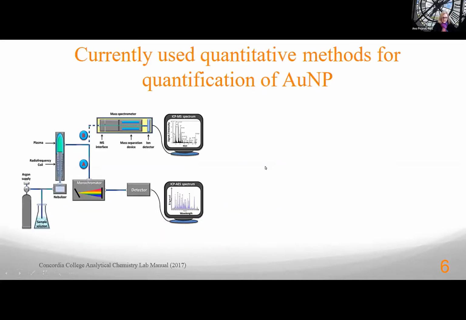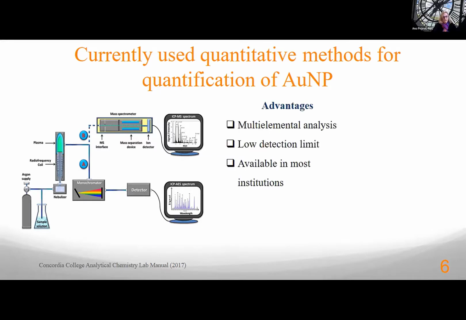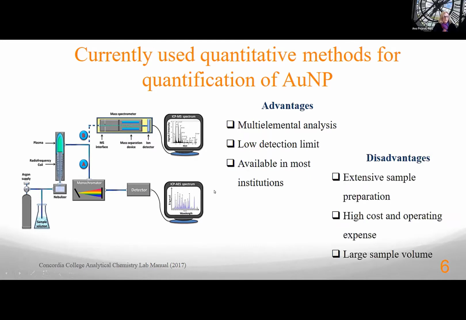Currently, the Society of Nanomedicine is using ICP to quantify nanoparticles. And as you know, it is a very good analytical method, but it has its advantages and disadvantages. One advantage is that it's multi-elemental analysis, which is good, which is what we need. It has a rather low detection limit, and it is quite widely available in research institutes and hospitals.